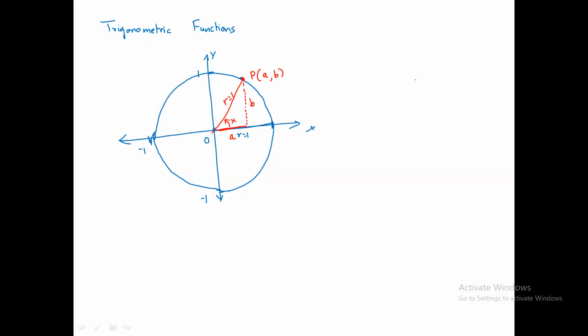So first thing I can write here is sine x is b by r. Cosecant x is r by b. Cos x is a by r. Secant x is r by a. Tan x is b by a. Cot x is a by b. First of all, I have to write this.